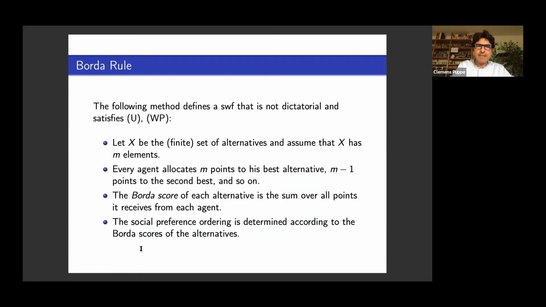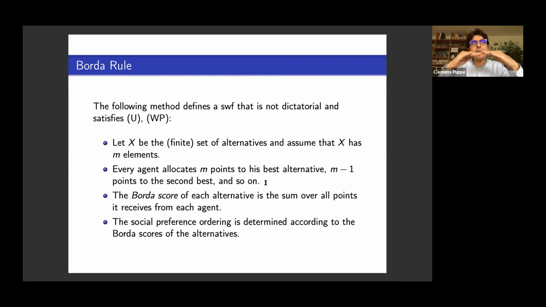Do we have a method that satisfies unrestricted domain, weak Pareto, and no dictatorship? Yes, and we already know this method. It's Borda score or Borda count. Okay, if we have a finite set of alternatives, let's do candidates, let's say M candidates, then every voter allocates M points to his best, M minus 1 points to the second best, and so on.